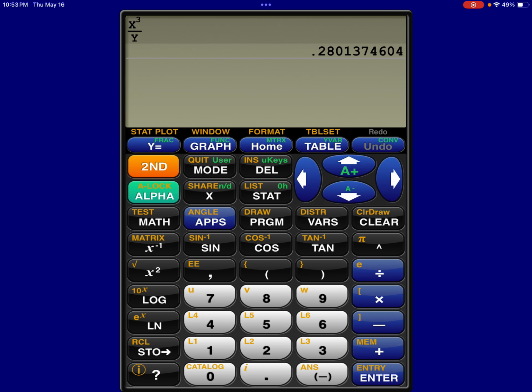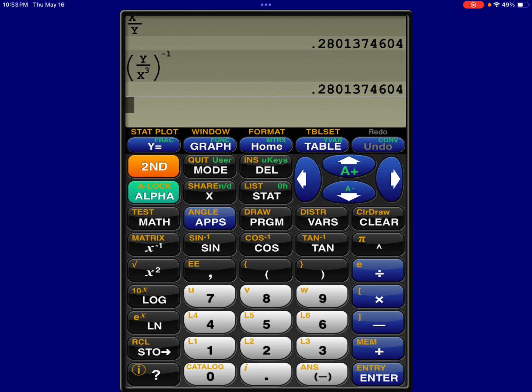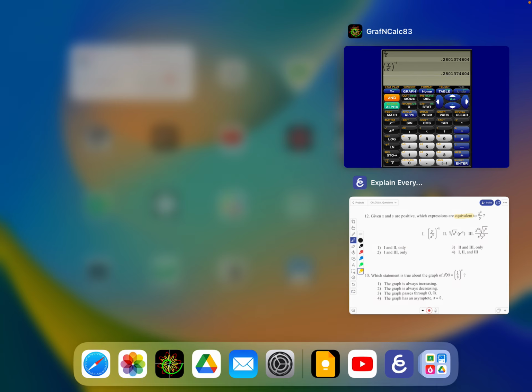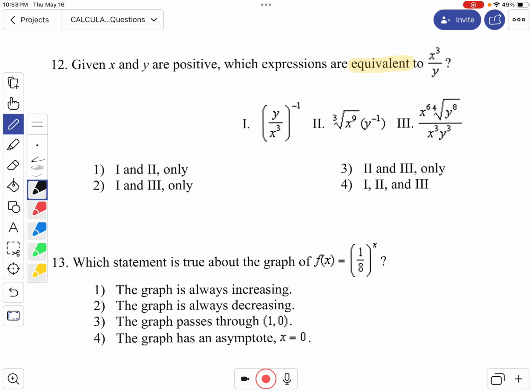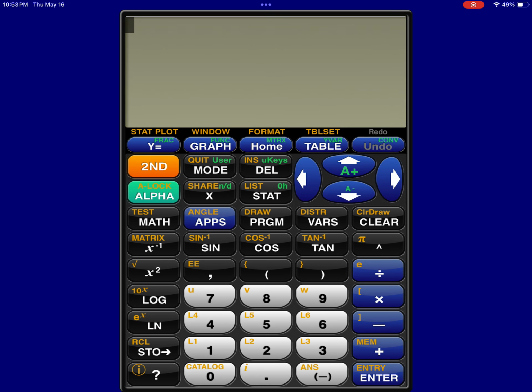So our first option, I'm going to input it exactly the way that I see it. Y over x to the third, parentheses, to the negative first power. All right, let's see if it gives us something equivalent. It does. So I know that this first option is equivalent. Okay, so I can cross off option 3 because it's not including 1. Let's continue with option 2.